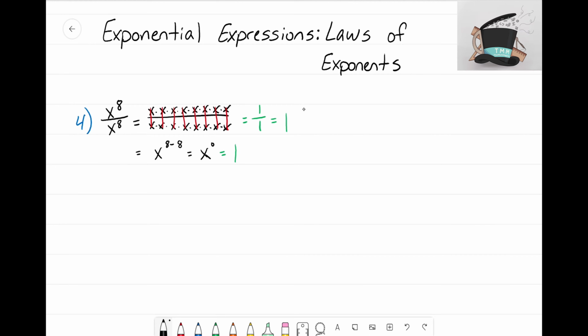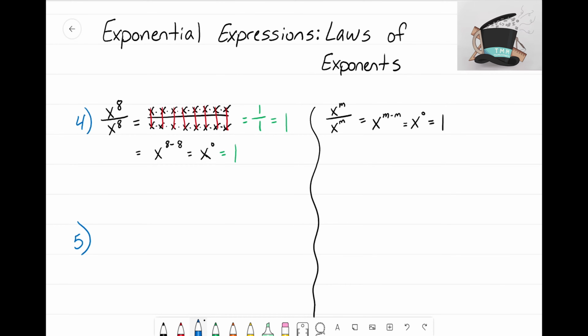Let's generalize that. We're going to say that x to the m divided by x to the m just becomes x to the m minus m, which becomes x to the 0, and anything to the 0 power is 1. Great. All right, let's use the same idea now for our fifth and final law of exponents.